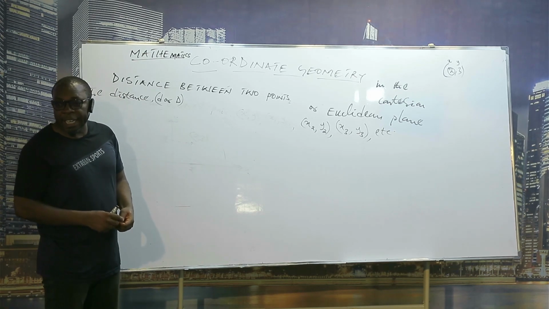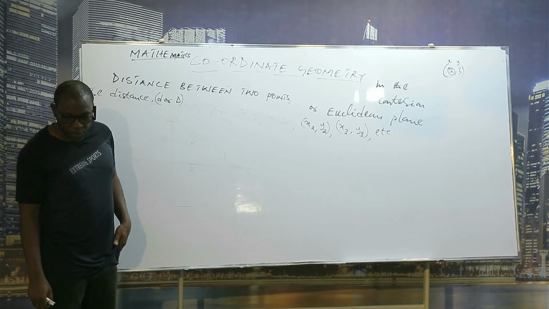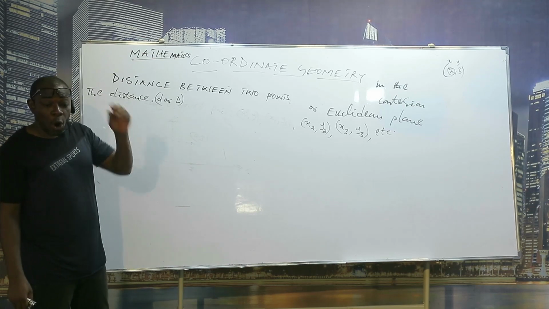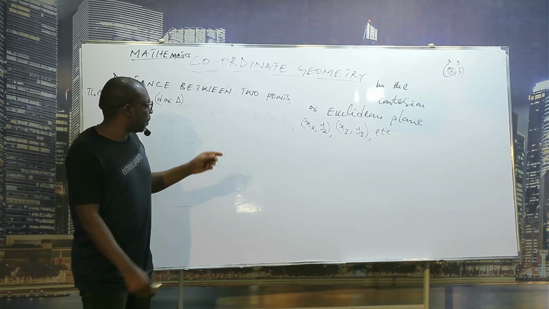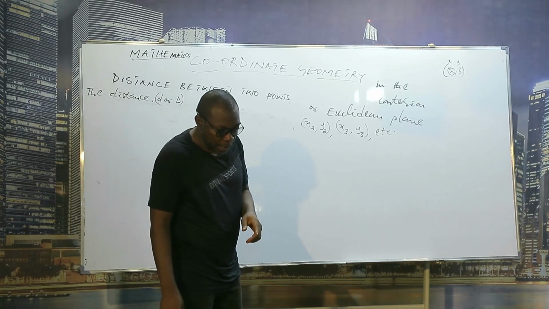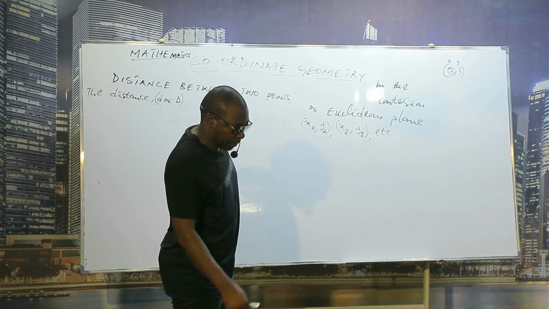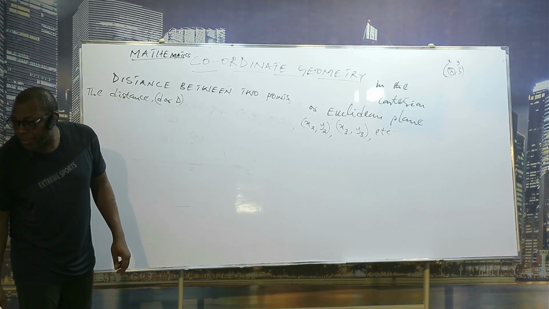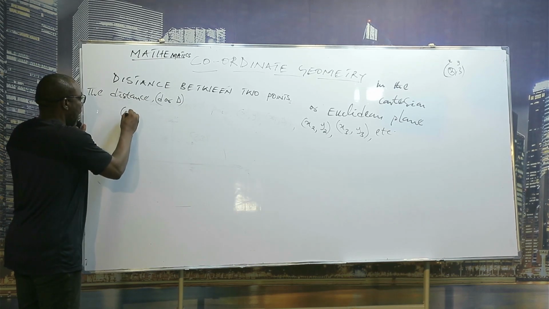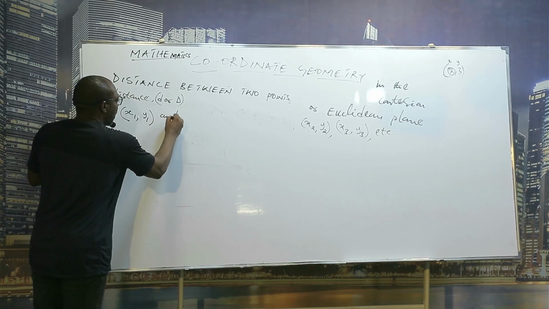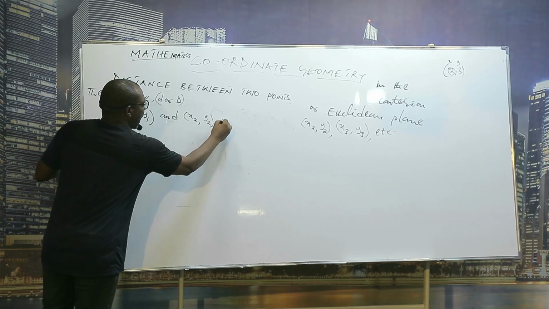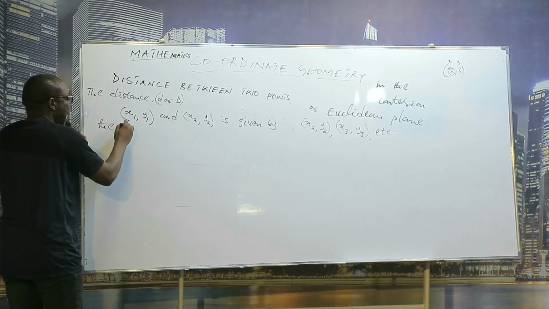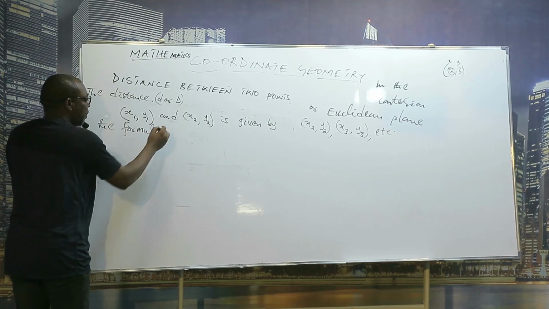In the Cartesian or Euclidean plane, the distance between 2 points with Cartesian coordinates (x1, y1) and (x2, y2) is given by the formula.